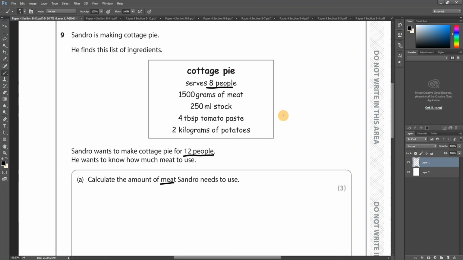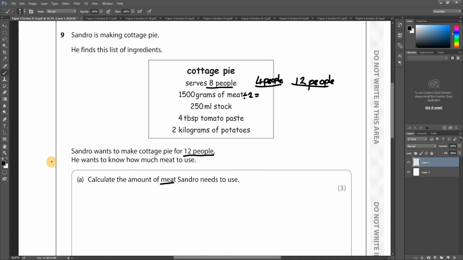So how are we going to do this? Me personally, how are you going to get from 8 to 12 people? Well, it's a difference of 4 people, isn't it? So let's do a step in between. What would it be for 4 people? How do we get from 8 to 4? Well, I'll halve it. So let's halve, or let's divide it by 2 for 1500.